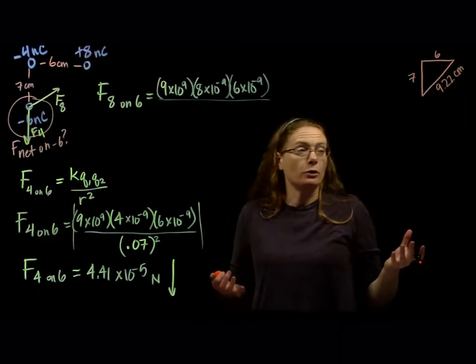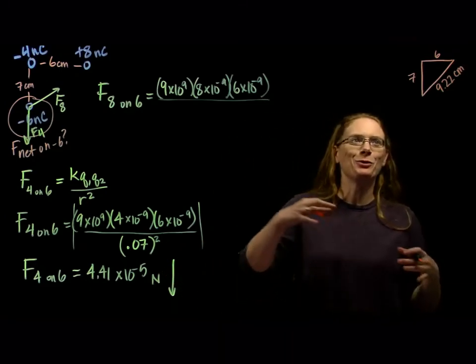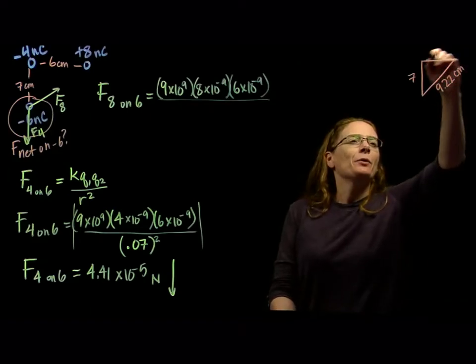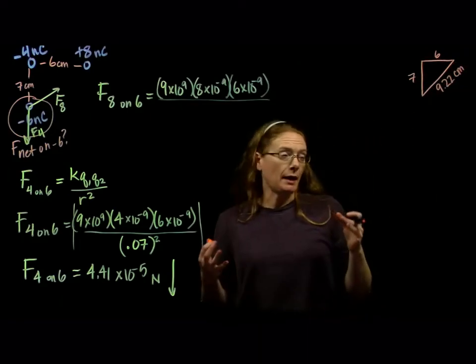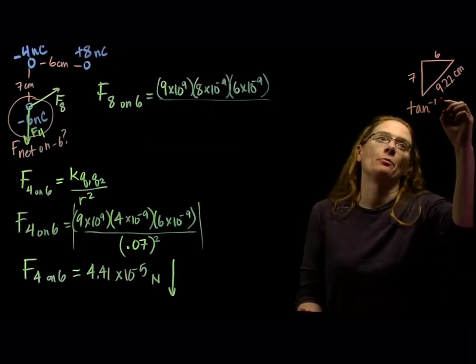You could do it in meters too if you wanted. 0.06 squared plus 0.07 squared equals 0.0922 squared. All right, so there we go. But I also want to know the angle. So I'm going to do the inverse tangent of something.